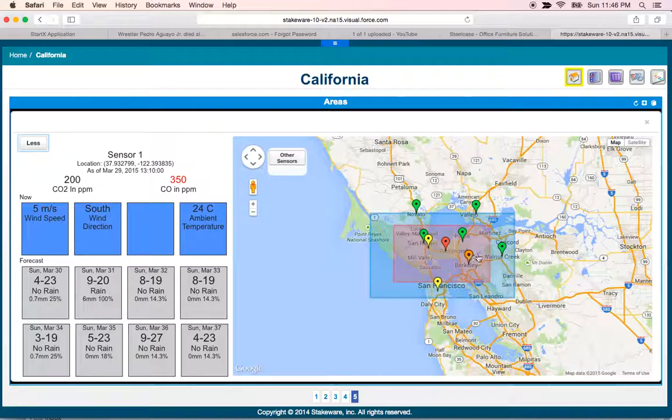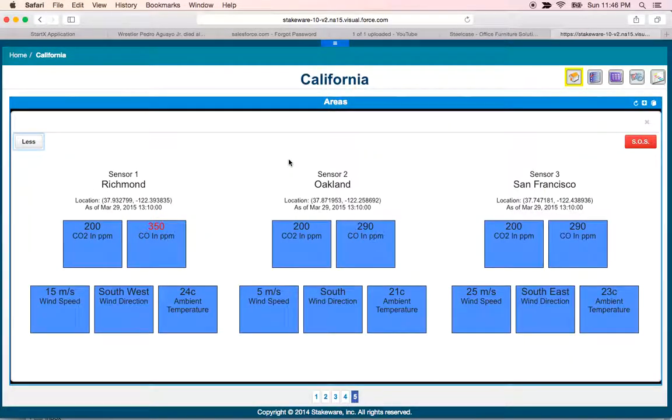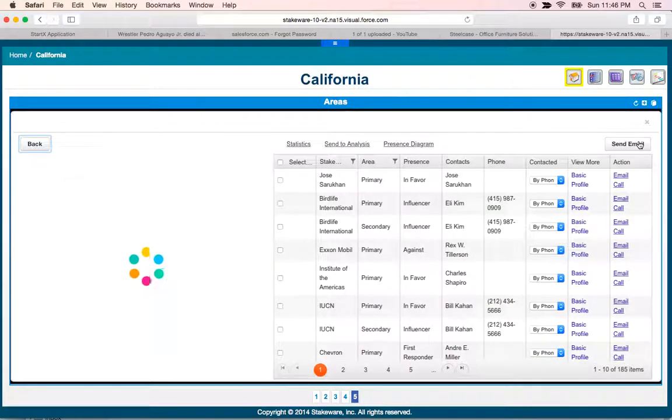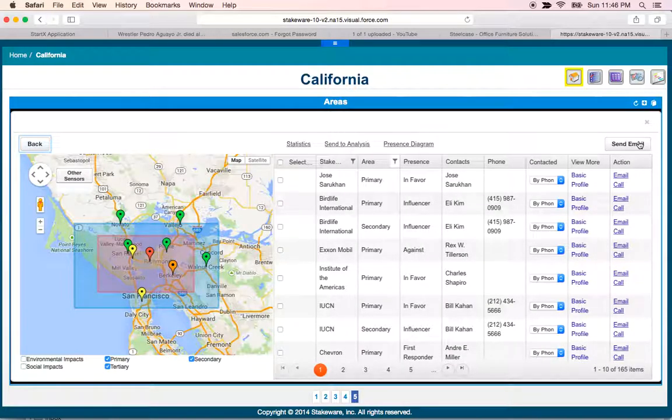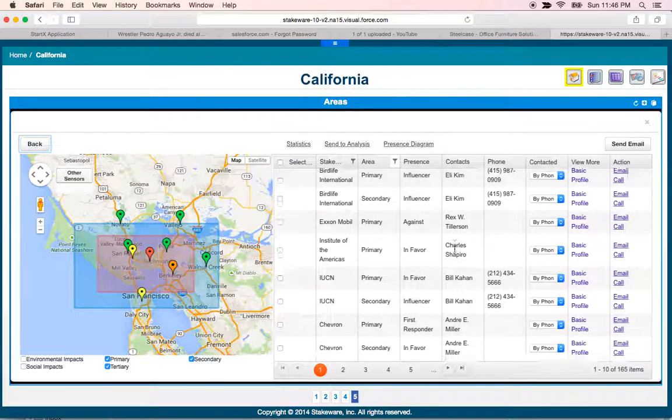Since the sensor knows that there are a couple of sensors to the south of the Richmond refinery, both in Berkeley and San Francisco, it will wake up those sensors and ask them to start monitoring for an exceeded threshold. Once that happens, the system will immediately provide an SOS button that will get us an actual list of all the stakeholders that are in the different areas of impact.